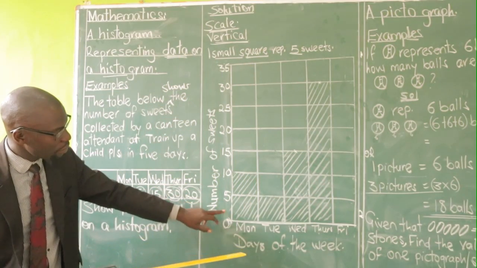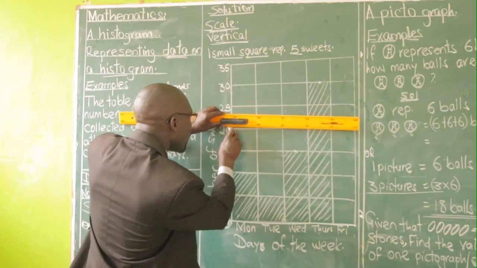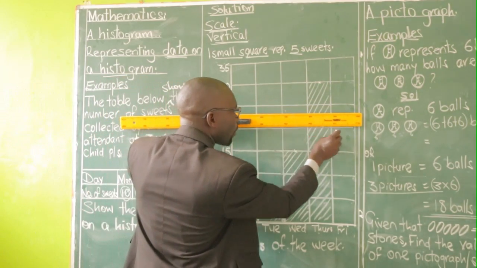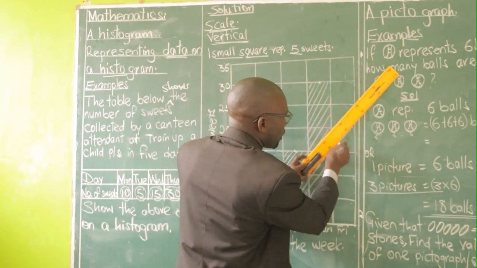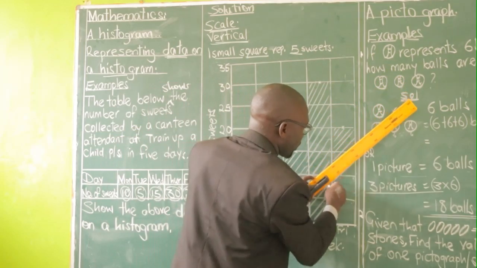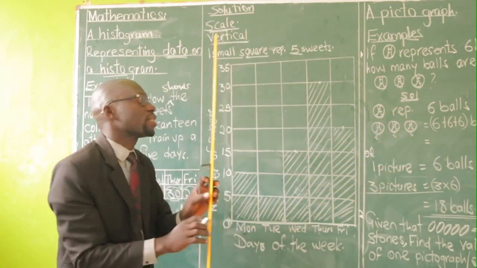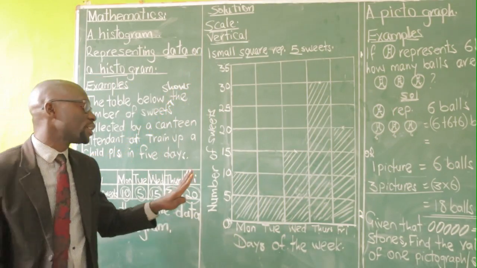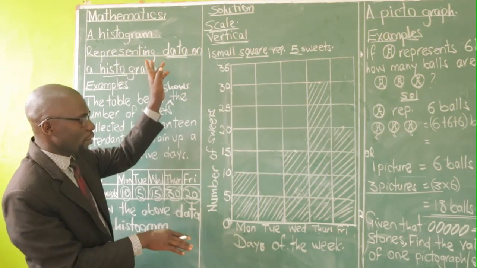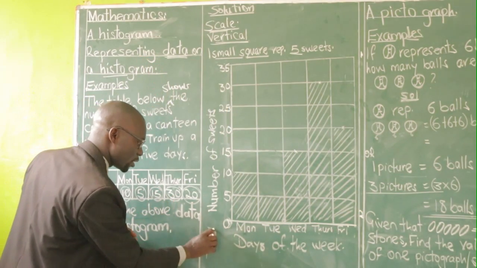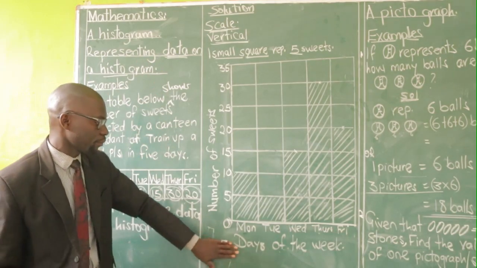So we come here and say 0, 5, 10, 15, 20. We can put a ruler until we find our Friday. We put a mark, and then we start shading. So when we finish shading like that, we shall have a histogram. I've told you it has bars which are joined. This is not a bar graph, but it's a histogram. In a bar graph, they would be separated. There would be different bars representing information.